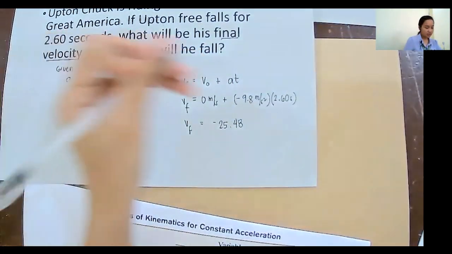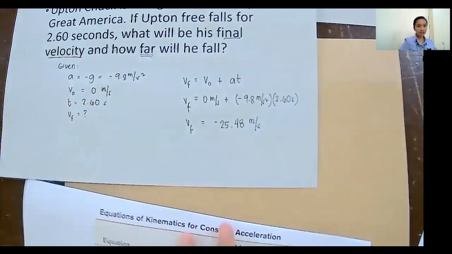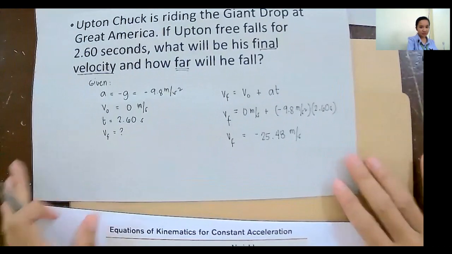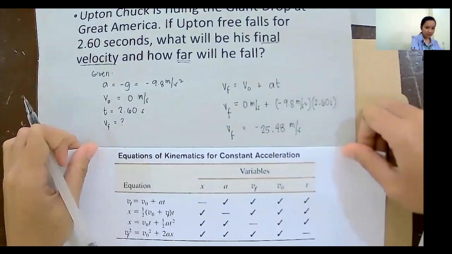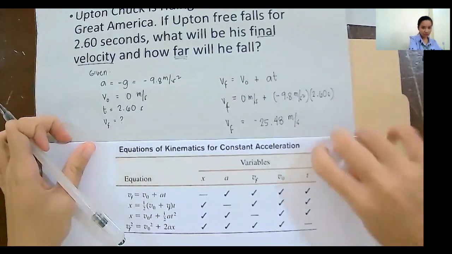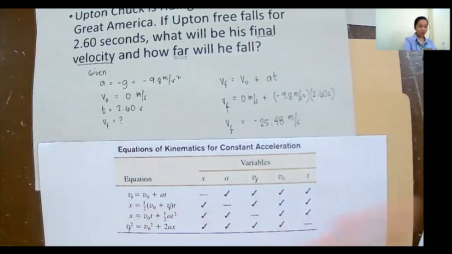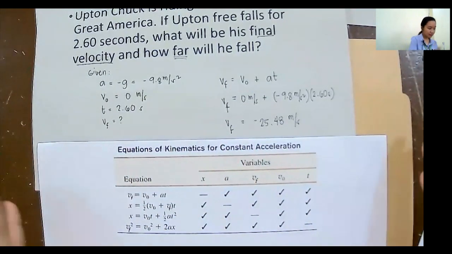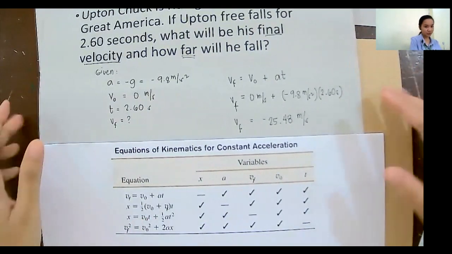Since you're looking for velocity, your unit now is meter per second. So that is how you use your equations of kinematics. Make sure that you have a copy of this table. This is important in solving this type of word problems.